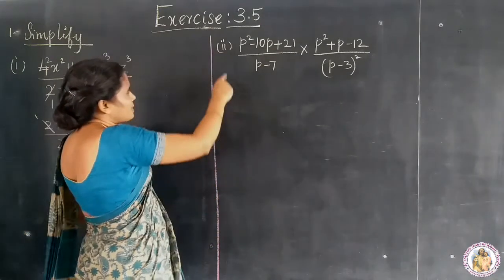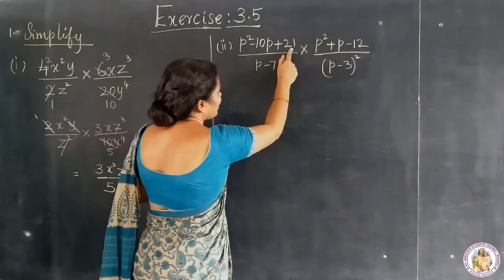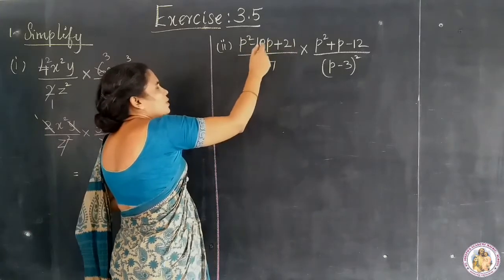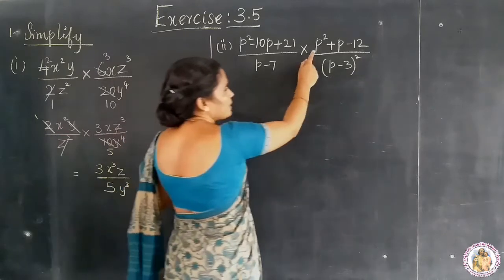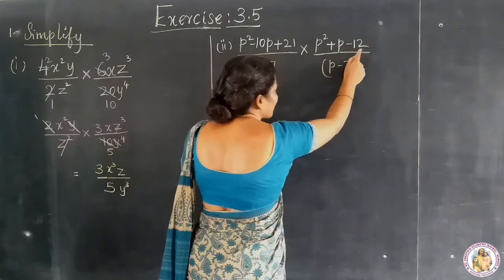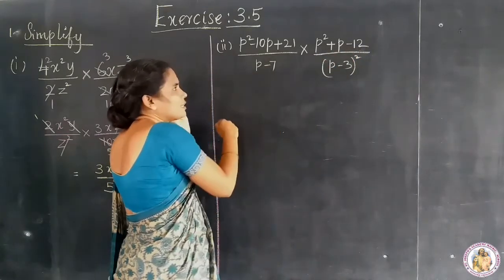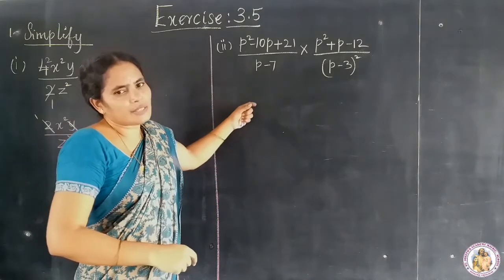Question number 2, p square minus 10p plus 21. As you look at the question, you can easily find out that it is factorization. And here also p square plus p minus 12 is again factorization. After finding the factors, you can easily cancel and simplify.